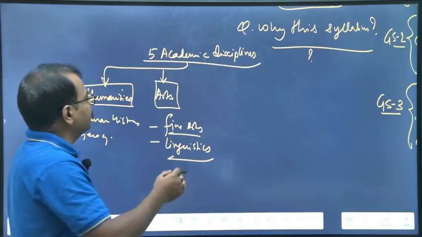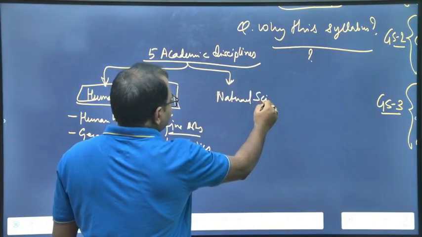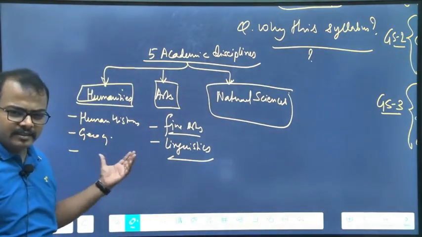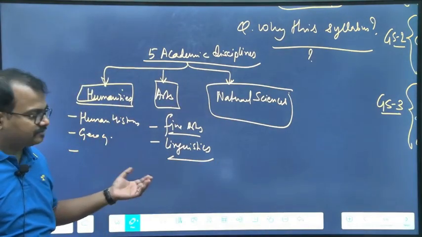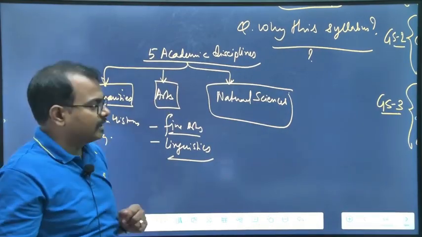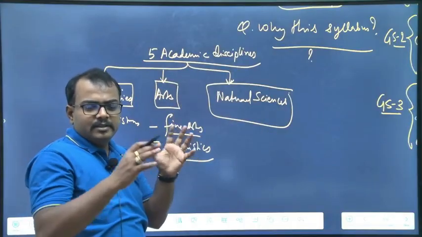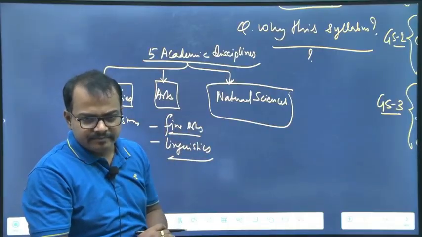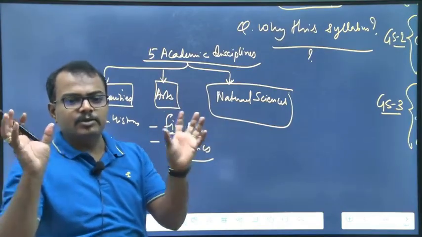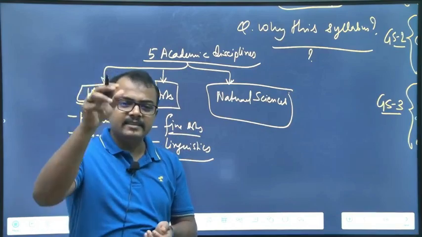Then we come to the third academic discipline, that is natural sciences. Natural sciences means the study of nature, natural laws. For example, why the earth rotates from west to east. This is a natural law. Why in space everything is rotating or revolving around something. Why is this happening? Or why is there gravity?